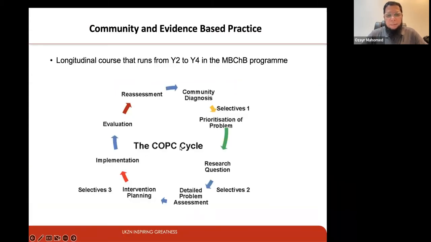The community and evidence-based practice is a flagship program of the undergraduate medical curriculum. This program was highlighted as one of the best practices by the Health Professional Council during the accreditation visits to the medical school.